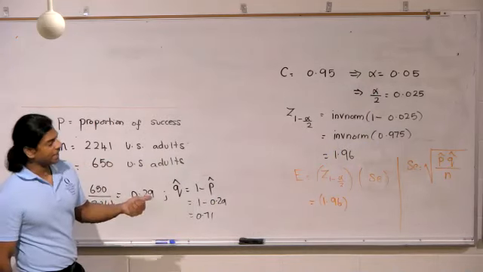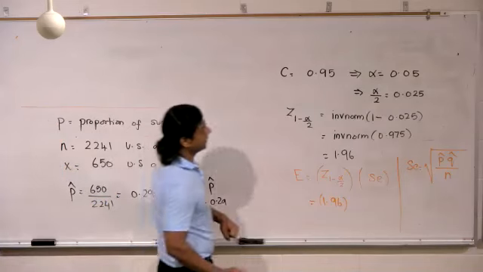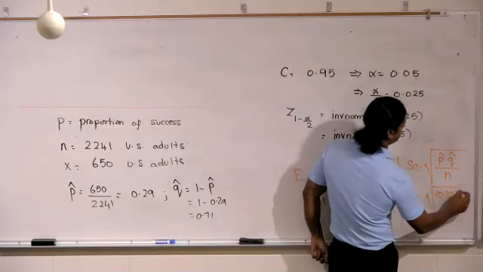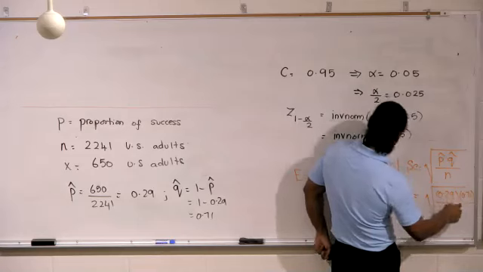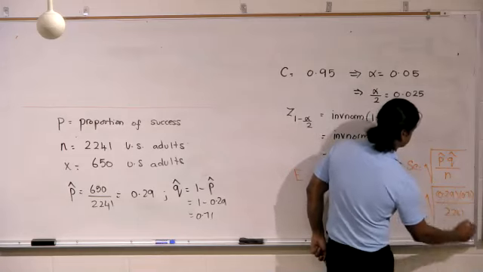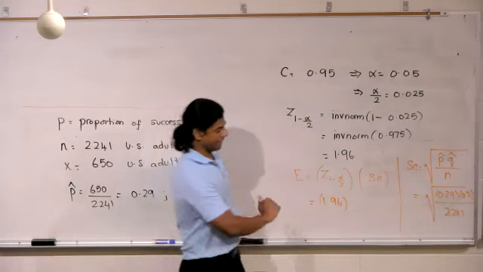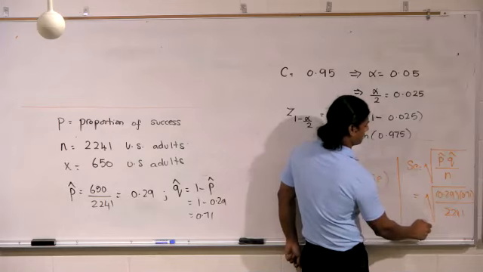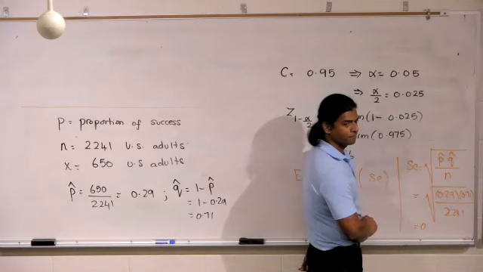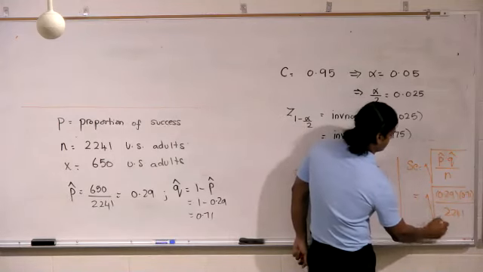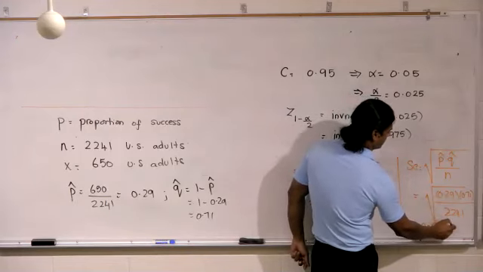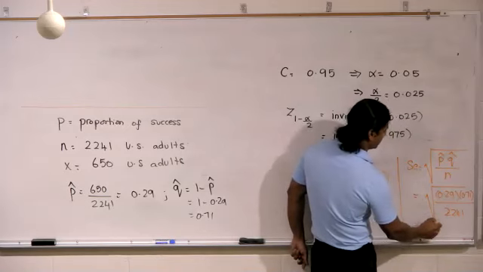What is the value of p hat? 0.29. q hat, 0.71, divided by n. n is 2,241. Put that all in, what do you get? Do you take the square root? Yeah, it should be 0.0096. We're talking about just that, after the square root.